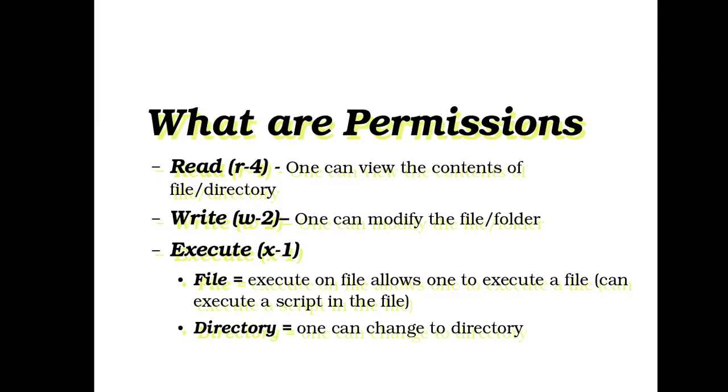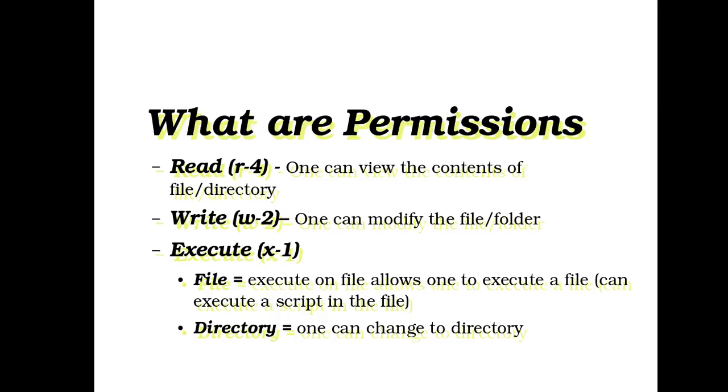Linux has basically three base permissions, which are read, write and execute. When there is a read permission on a file or a directory, this means that the user owner or a group owner can view the contents of a file or a directory. Similarly, if there are write permissions on a file or a directory, the user owner, group owner or others can modify the file or the contents of a folder.